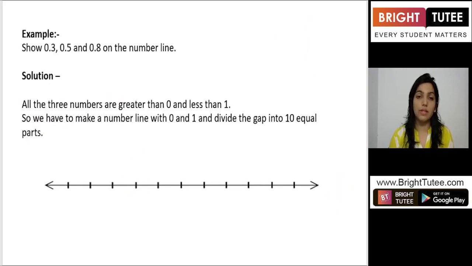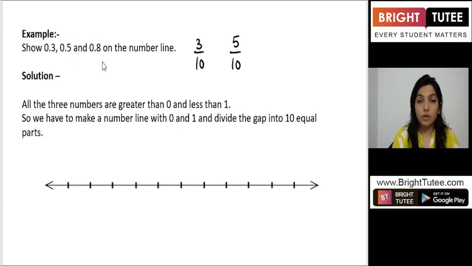Here we are going to do an example to represent the given numbers on the number line. It says show 0.3, 0.5, 0.8 on the number line. So again, look carefully. How can we write these decimal numbers as fractions? 0.3 is 3 over 10. 0.5 is 5 over 10. 0.8 is 8 over 10. So how many divisions do you need on a number line? I hope you are clear that we need 10 divisions, right?